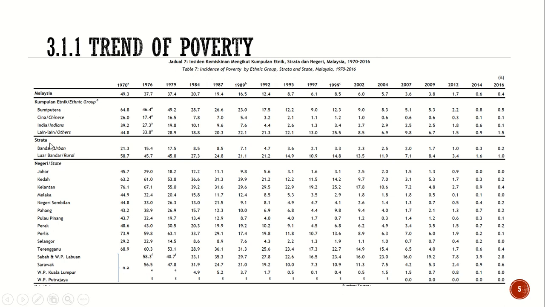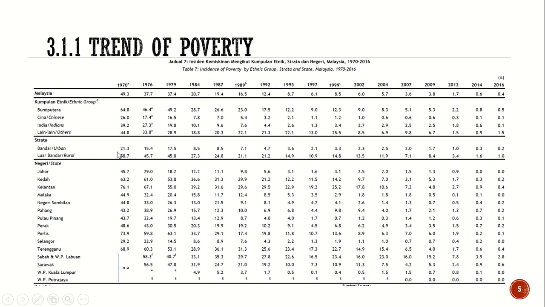And then we look at the strata. You can see right there, the strata is divided into two. The first one is urban, and the second one is rural. Now, if you compare between these two regions, obviously the poverty in rural area is higher than the poverty in the urban area. That can be seen in any year, in 1970 or 2016.